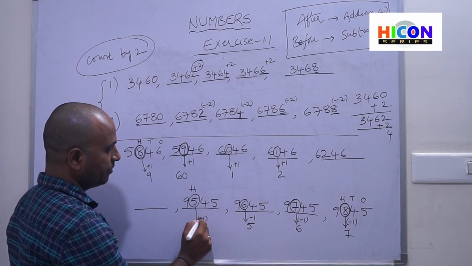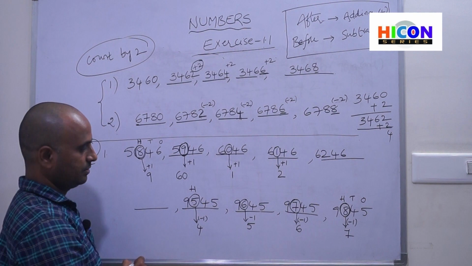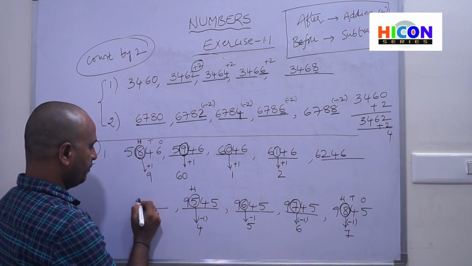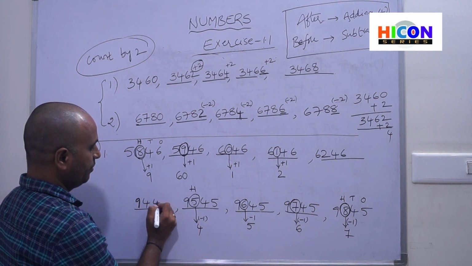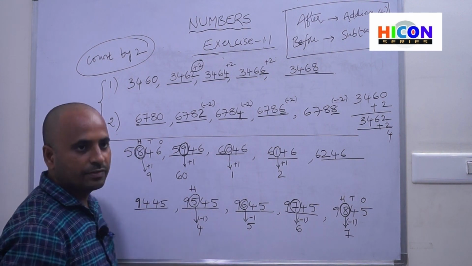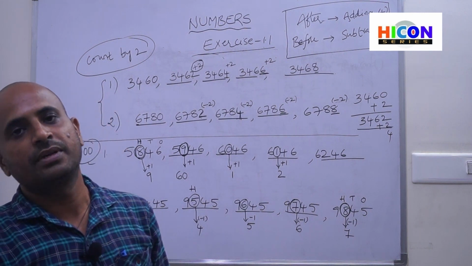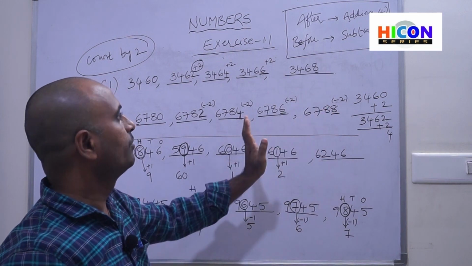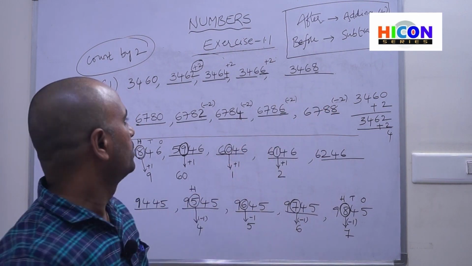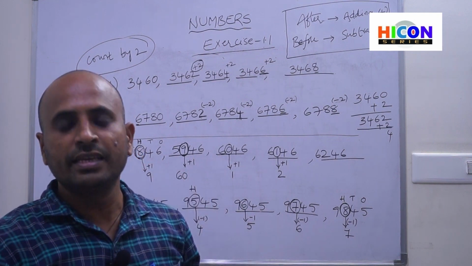So if you subtract 1 from 500s, it will become 400s. So the number will be 9445. In this way we can get after numbers and before numbers. For after numbers we have to add, for before numbers we have to subtract. So this is the problem number 3. So problem number 3 is completed.